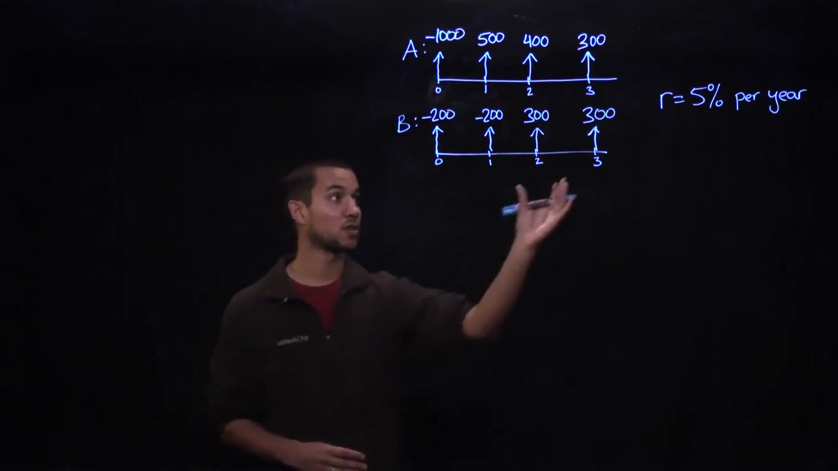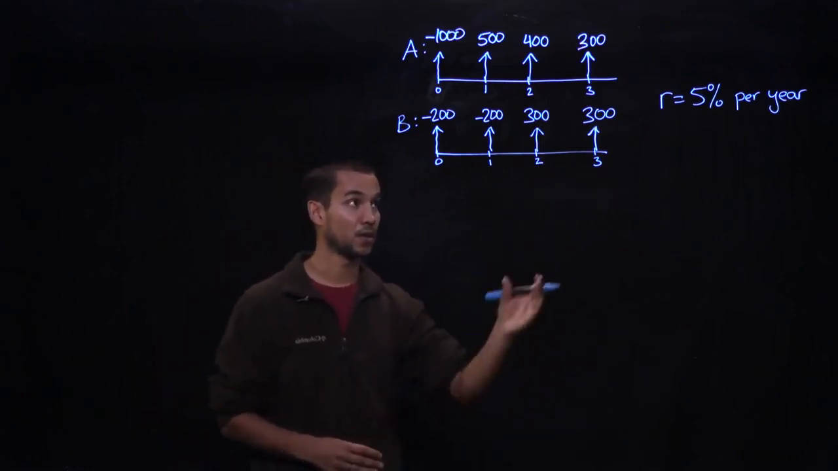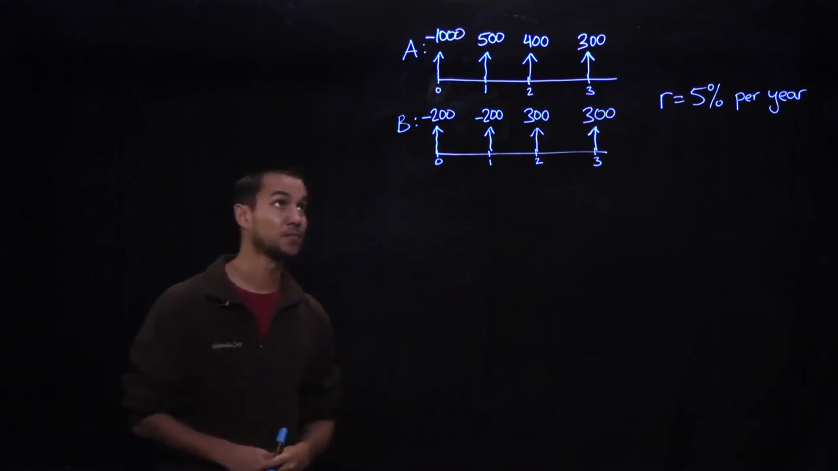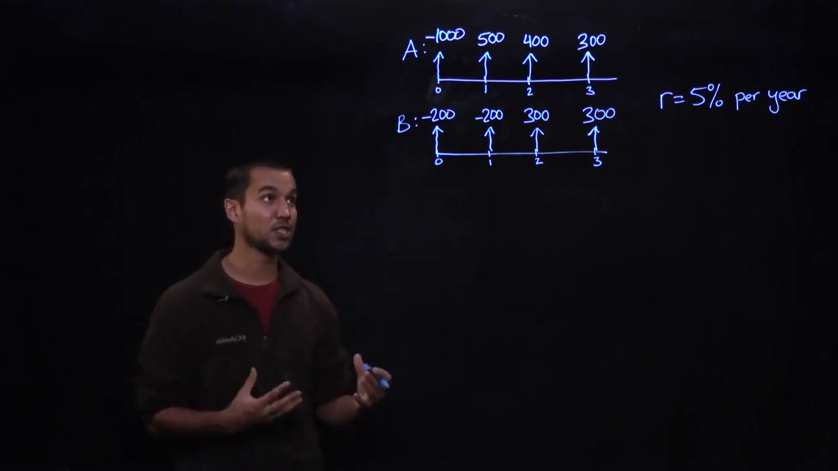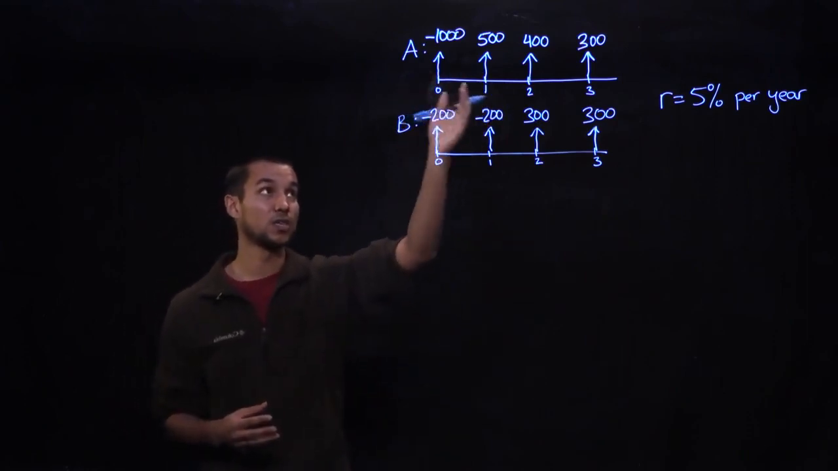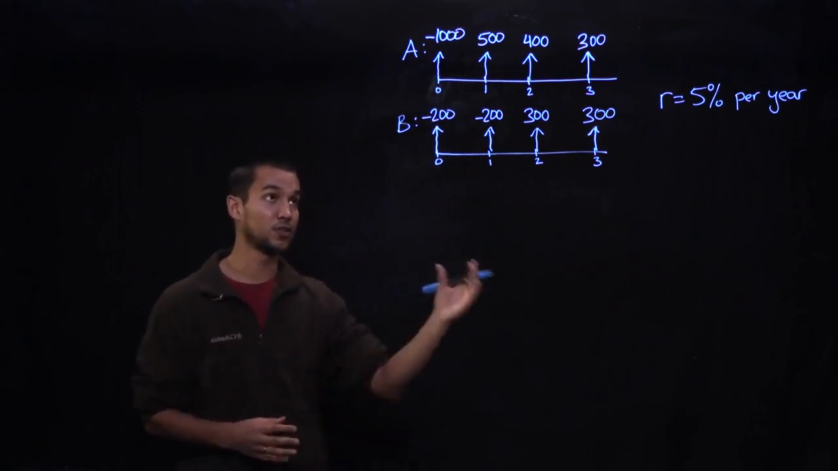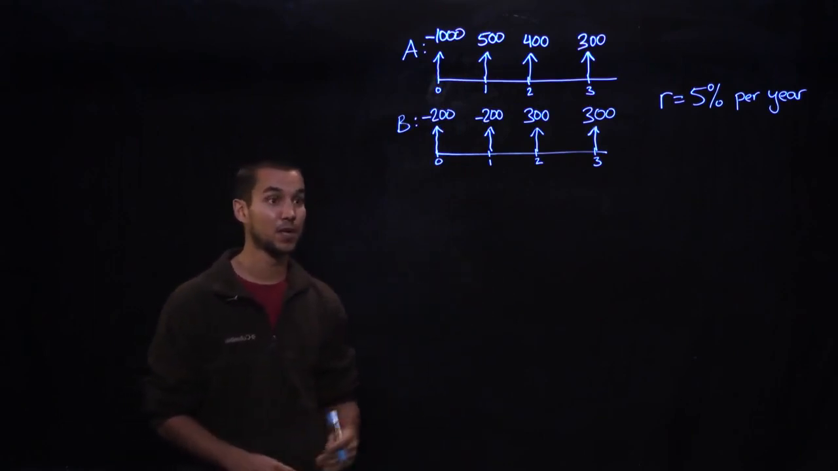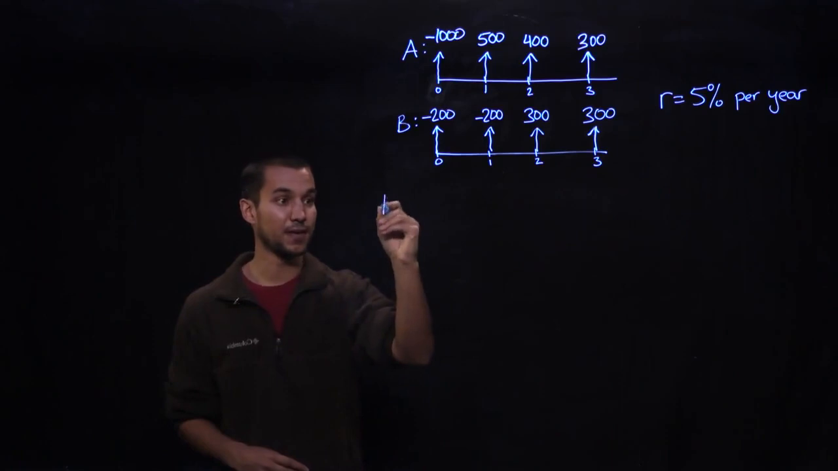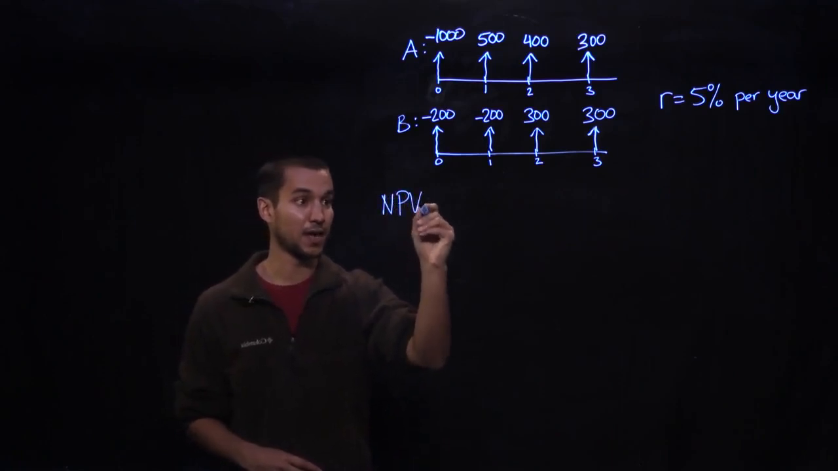And so in this problem, we're told to assume a discount rate of 5% per year. So this is going to give us the exchange rate that we're going to use to discount these future cash flows to time 0. So let's start by calculating the NPV of project A.